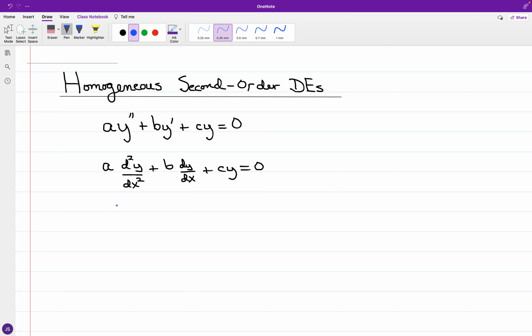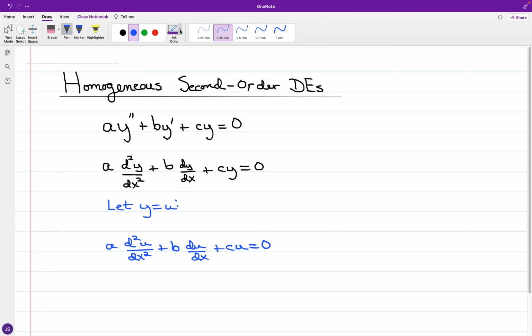Let's say on the one end, if I let y be equal to u, what I would have here is a d squared u over dx squared plus b du over dx plus cu equal to 0.